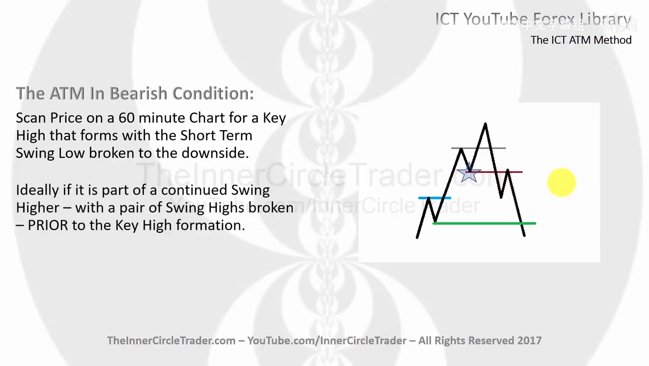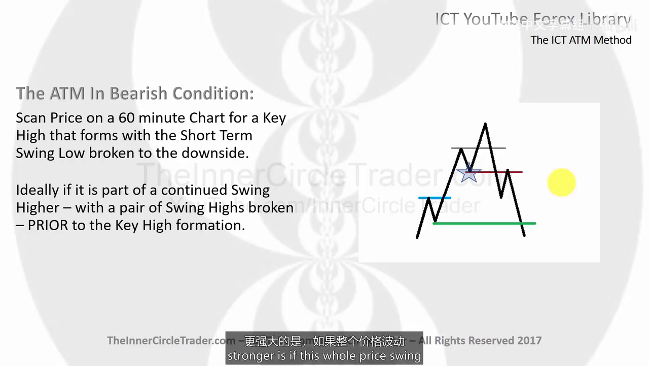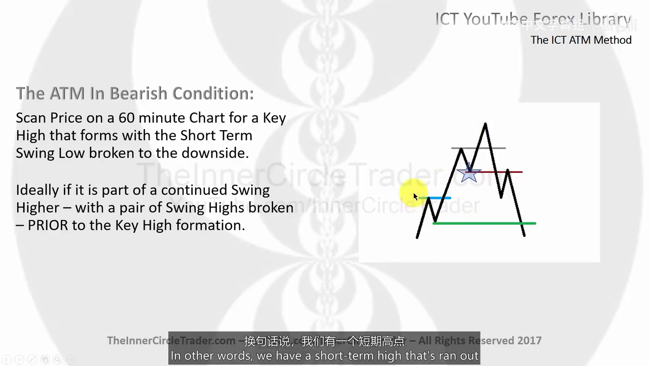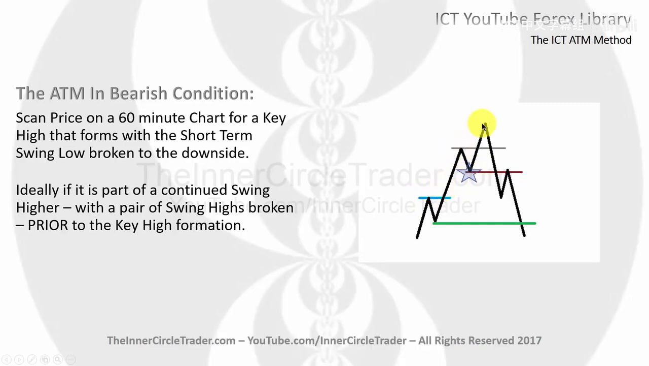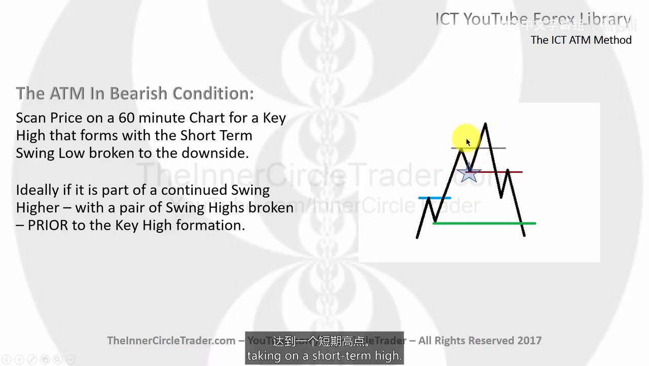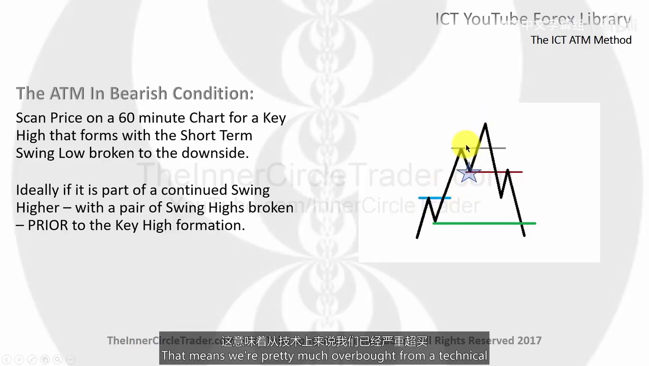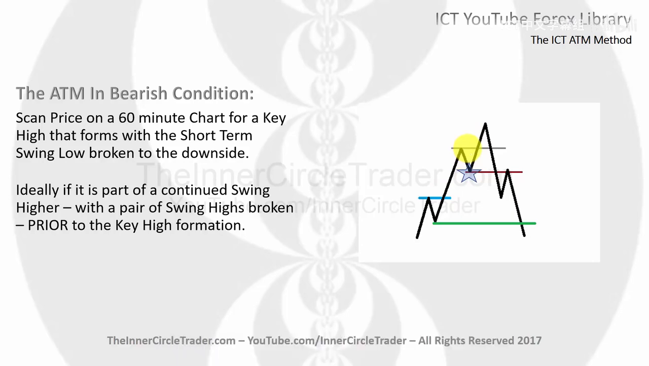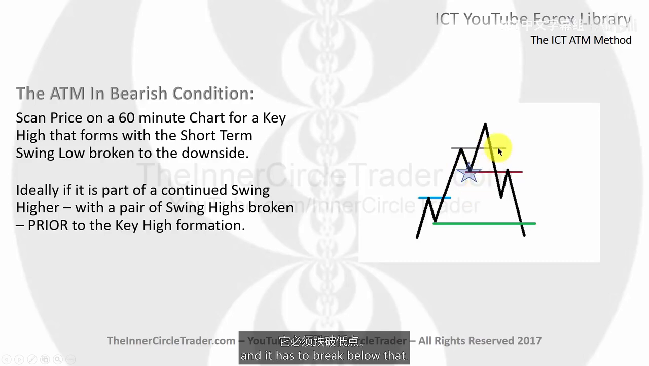So ideally, what makes this setup stronger is if this whole price swing is part of a two-stage move. In other words, we have a short-term high that's run out, and we have a short-term high here, and it runs out. So this move should ideally be the second move up, taking out a short-term high. That means we're pretty much overbought from a technical standpoint without the necessity of any indicators. So we're focusing again on this short-term low here, and it has to break below that.